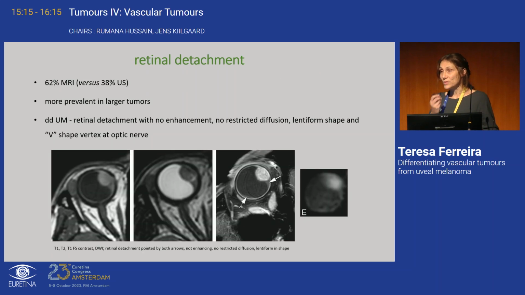Retinal detachment, we see it often, and it is more prevalent in larger tumors. What is important is to be able to differentiate the tumor from the retinal detachment. If you look here, the tumor enhances, the retinal detachment does not enhance. The tumor has diffusion restriction, the retinal detachment has no diffusion restriction, and usually retinal detachment is thinner, having more a lentiform aspect, like in this case.